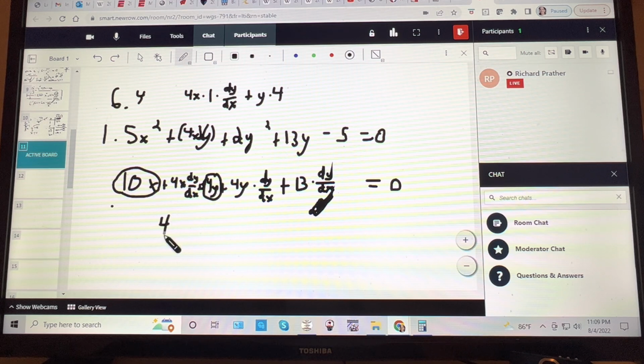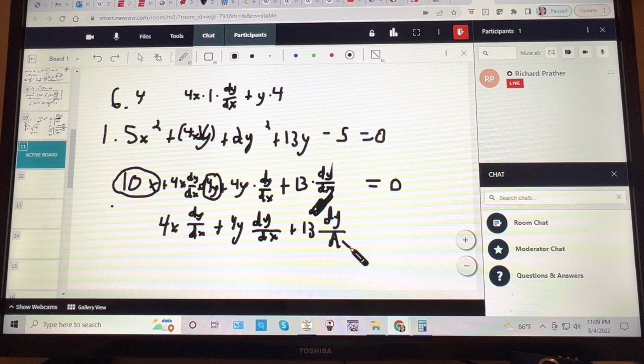So I've got 4x dy over dx. I'm going to leave that one there. And then I've got a plus 4y dy over dx, and a 13 dy over dx. All of those stay on this side of the equation. And then I'm going to move the 10x and the 4y over. That'll make them both negative.